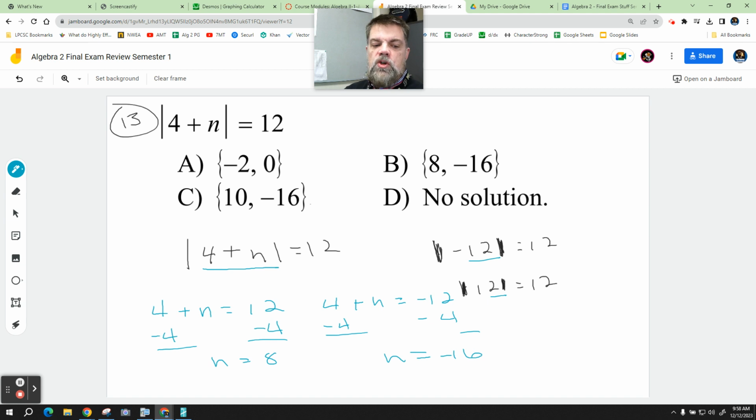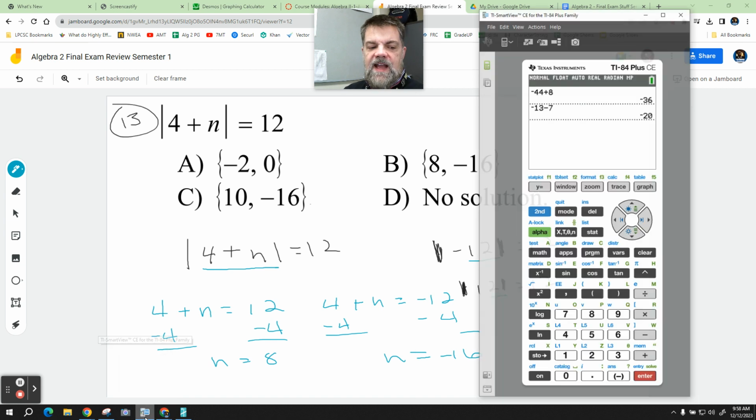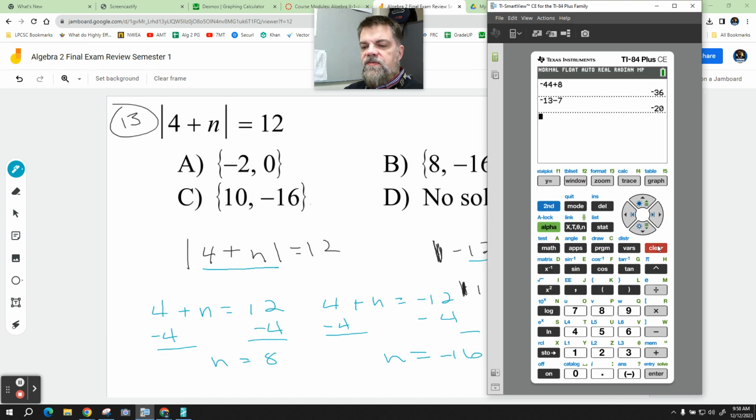Now, you may not remember this, but we can actually solve this by graphing. So remember that to solve an equation by graphing, you graph the left-hand side of the equal sign. So I'm going to say, remember this, you hit the math button and hit number, and that pulls up ABS, absolute value brackets. And then I would just say 4 plus n, but on the graphing calculator I have to say x. And then I'm going to graph the right-hand side of the equal sign, which is 12.